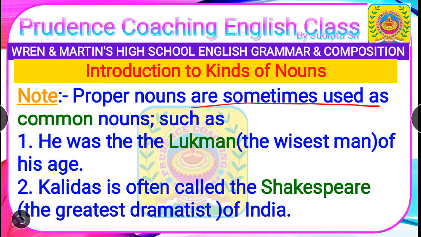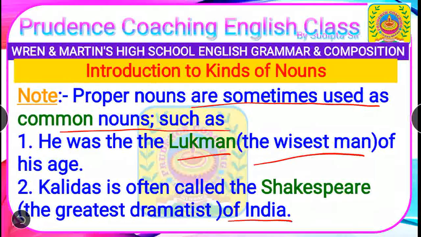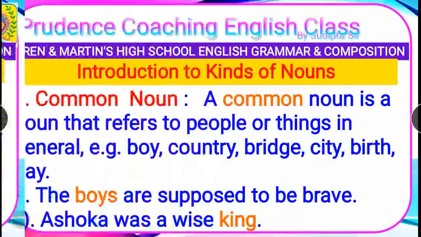Now we are going to discuss some notes. Proper nouns are sometimes used as common nouns, such as: he was the Luqman. Luqman here is used to mean the wisest man of his age. Next we have the example: Kalidas is often called the Shakespeare of India. Here Shakespeare means not the person Shakespeare, but the greatest dramatist of the age. In the same way, a proper noun can be used as a common noun as well. So you have to be careful about that.